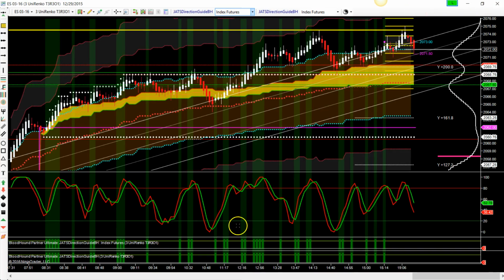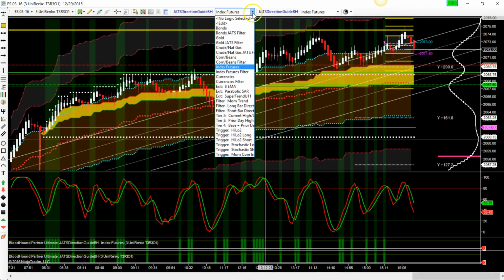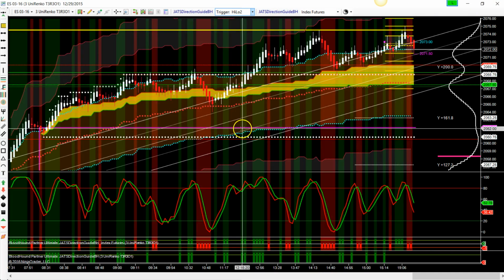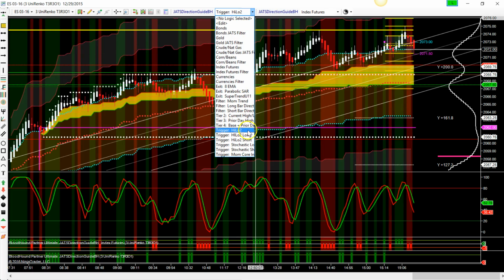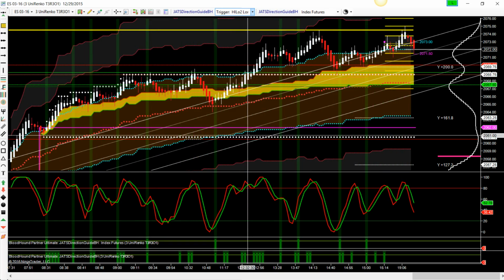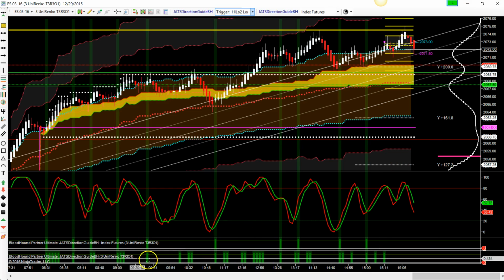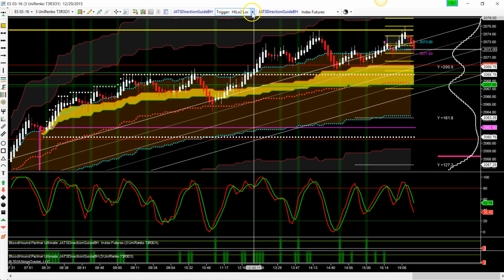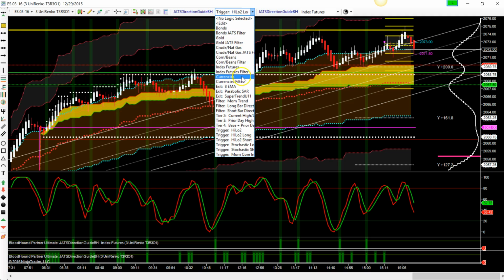And that looks like this. I have my base all green for the Direction Guide, which I have on the bottom. Then I can also get some triggers for entry or other filters that I have on the chart.